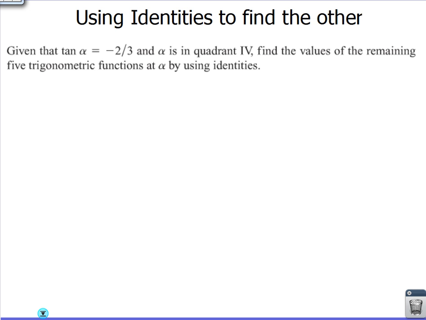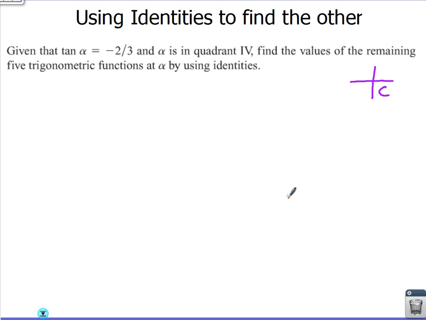But the reason they tell you we're in quadrant 4 is we need to know, are those other functions going to be positive or going to be negative? And since we're in quadrant 4, all students take calculus. Cosine is the only, now careful there, cosine is the only primary trig function that's going to be positive. Since cosine is positive, then what else will also be positive? Secant. Okay, so keep that in mind.